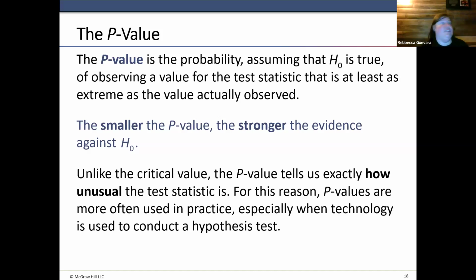So in the other case, we're looking at a region, say there's 5% in the tail. We're just saying we're in that tail, but we don't know how likely it is to get that particular sample mean. P-values will tell you exactly how likely it is. So for many reasons, p-values are often more used in practice, especially when technology is used to conduct a hypothesis test. Typically, when you use any kind of technology, it's going to run it through a p-test.